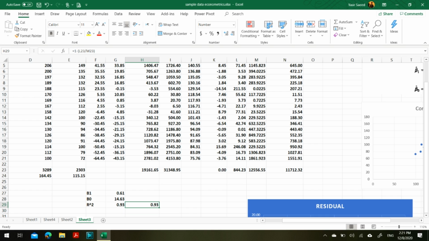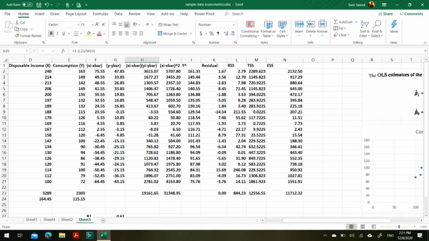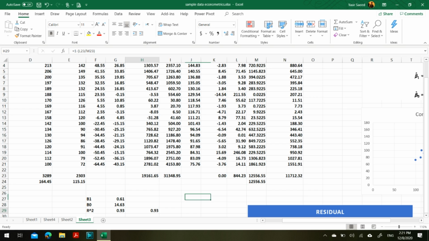So what is the basic logic behind this? The basic logic is that the total sum of square is equal to explained sum of square plus the residual sum of square. So we can find that this total sum of square is equal to the explained sum of square plus residual sum of square, and you see we get the identical result. So basically we are finding the value of r square by readjusting using the same concept.